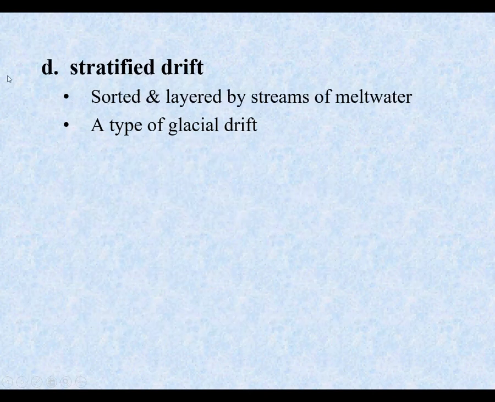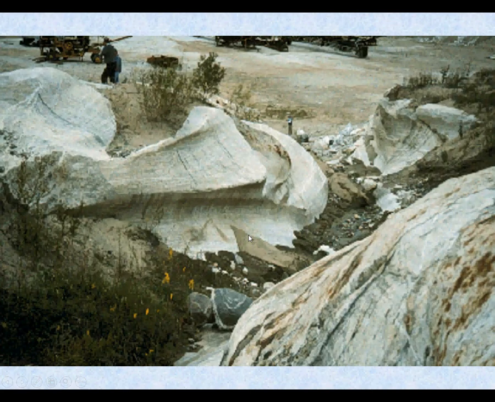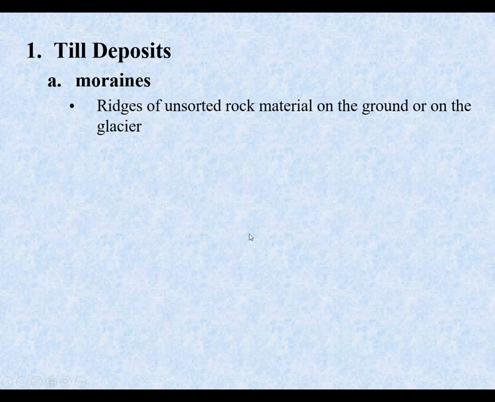Stratified drift. Again, if we have stratified drift, it comes from a stream. It comes from a river. So if that's the case, then we have this layering of the rocks. What's really cool about meltwater from glaciers is a lot of times it's called glacial milk. It's pulverized and it looks milky white.